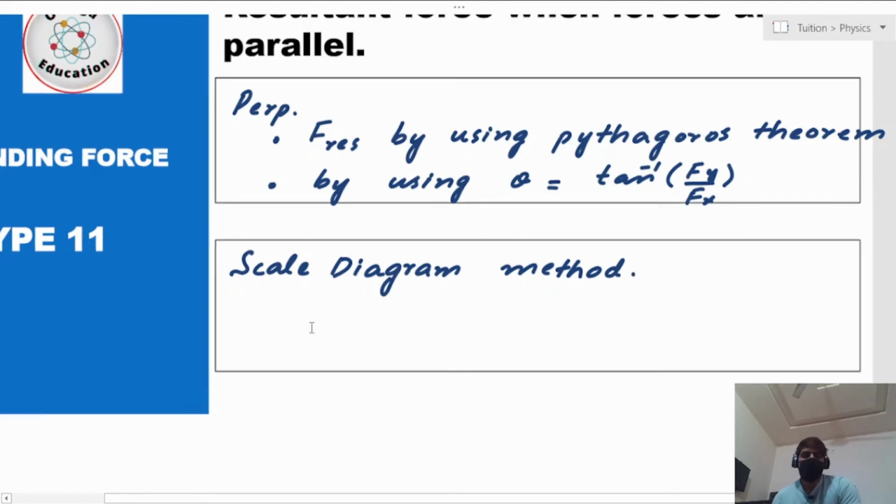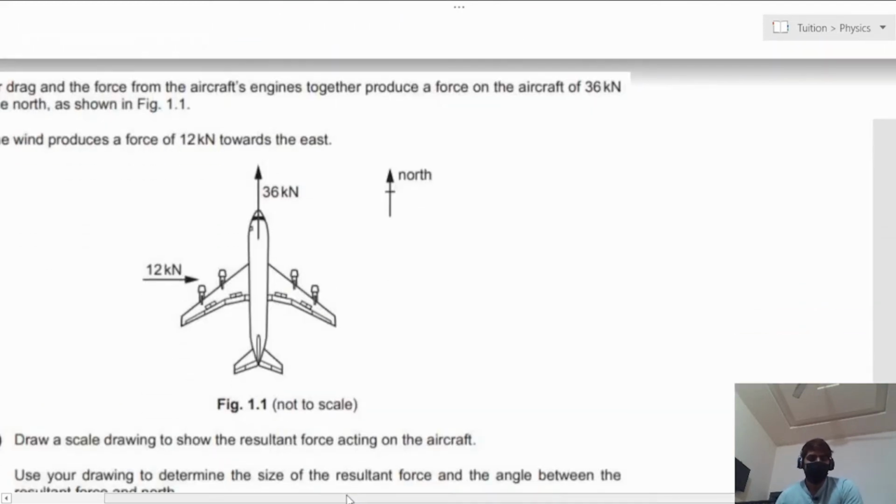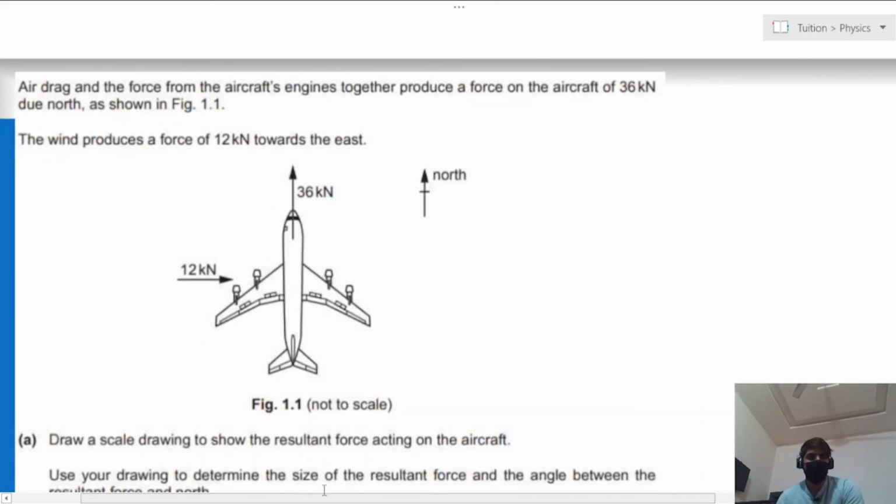Alright, so let's move on to the question. This is a sample question that you have. What you see now, first of all, in part A it says draw a scale drawing. You have to use the scale drawing method, and you need to find the resultant force.